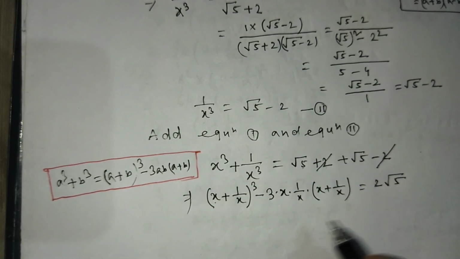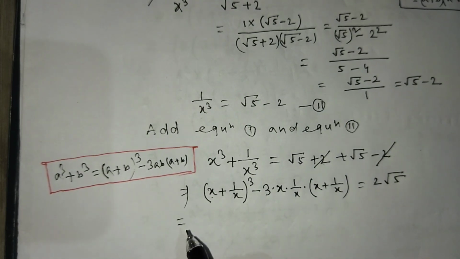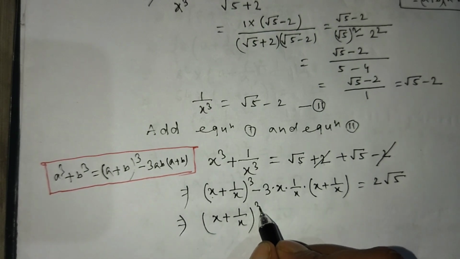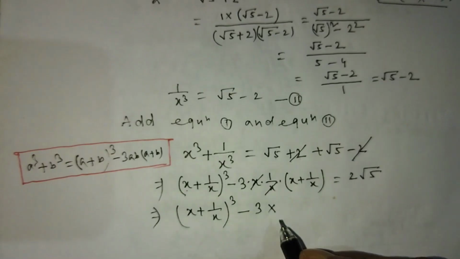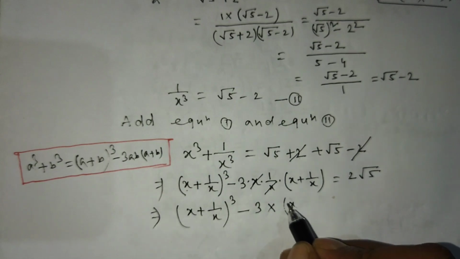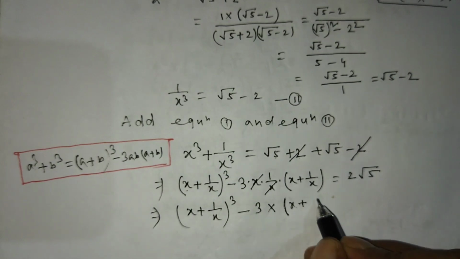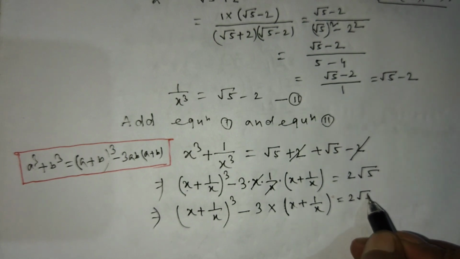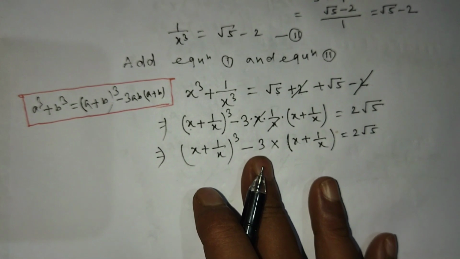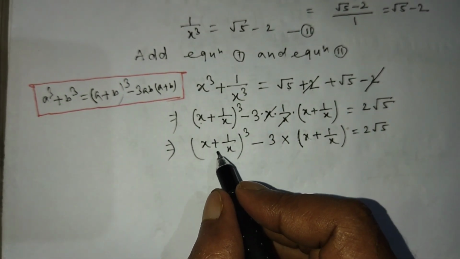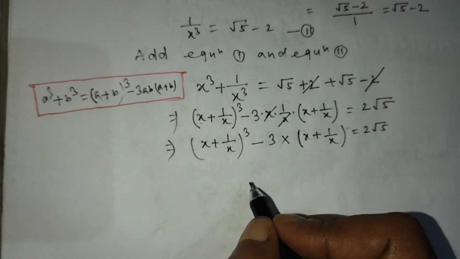Okay student. So after that we write x plus 1 by x whole to the power 3 minus, x cancels, 3 into x plus 1 by x is equal to 2 root 5. Okay student. So my dear student, after that we put in the place of x plus 1 by x equal to a.